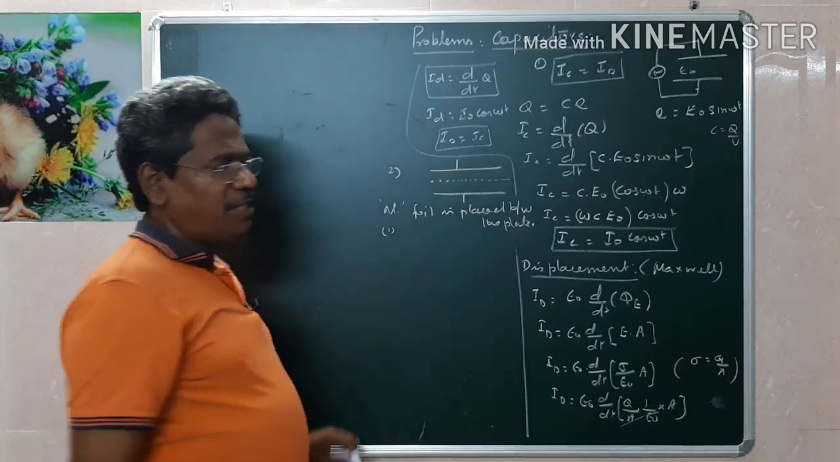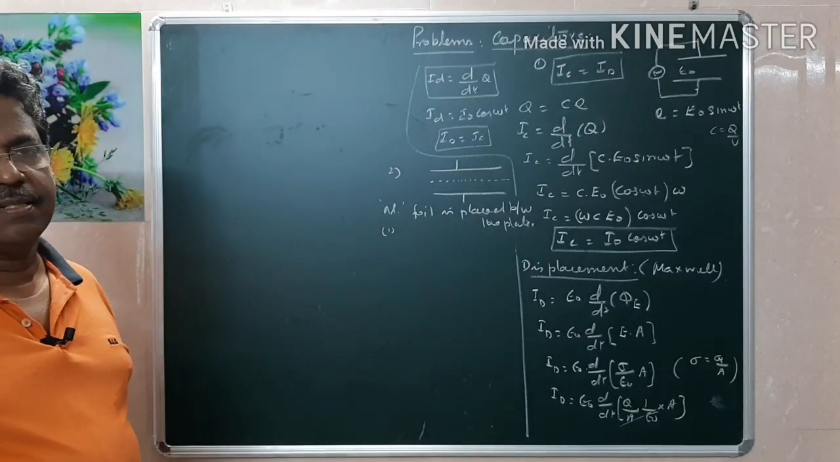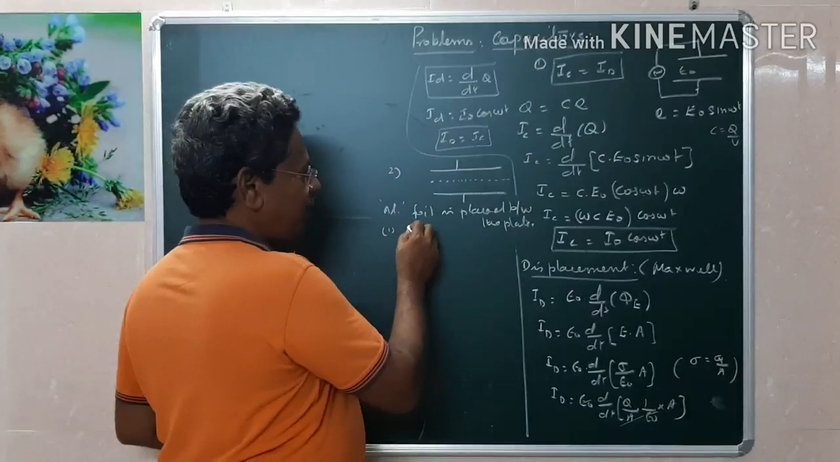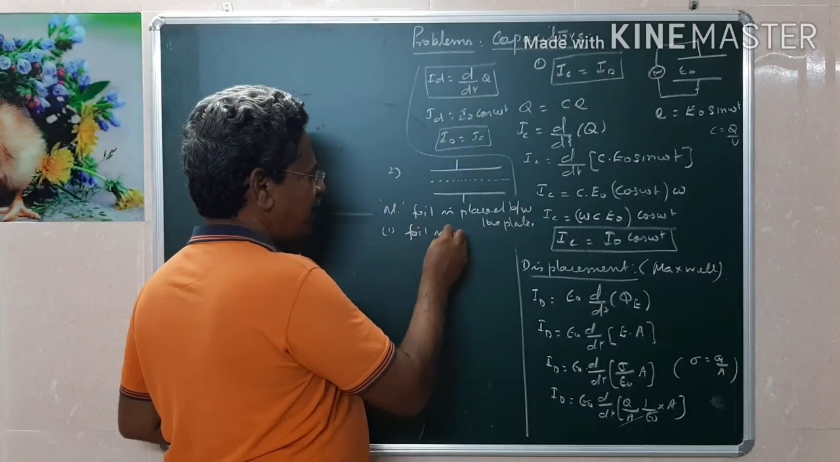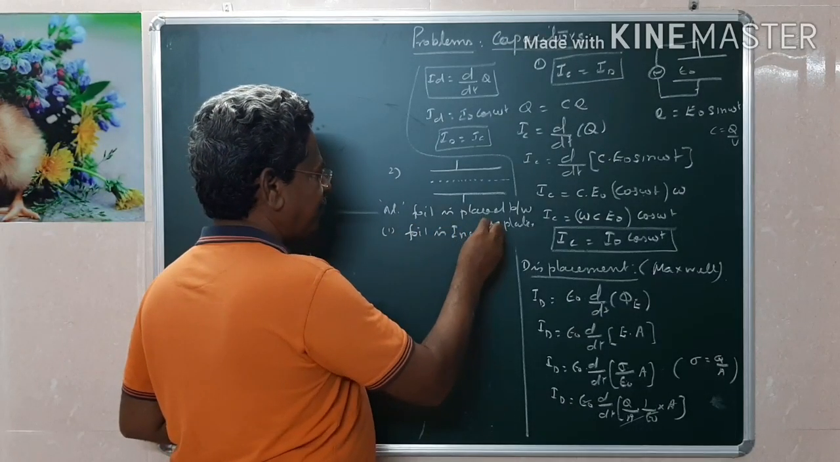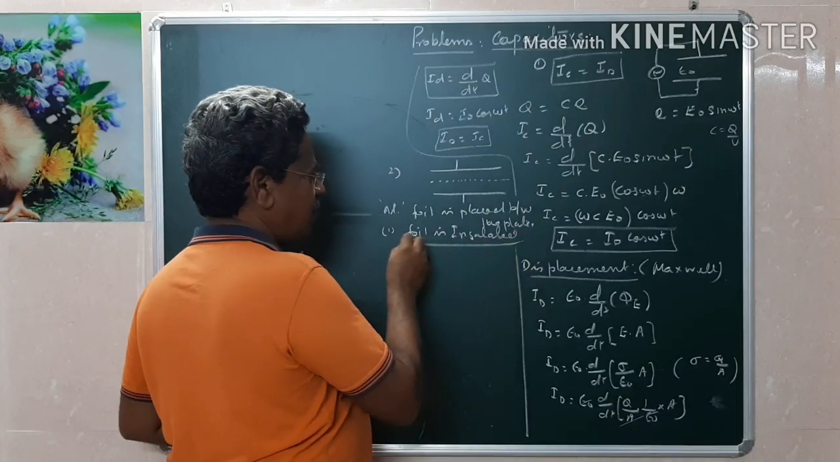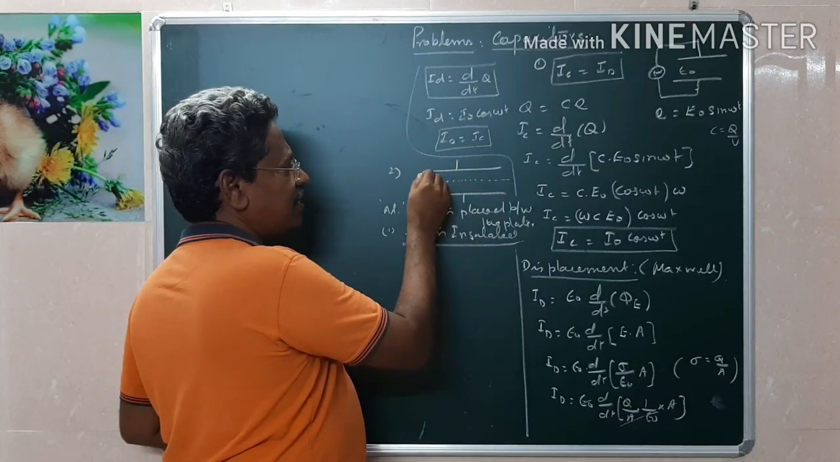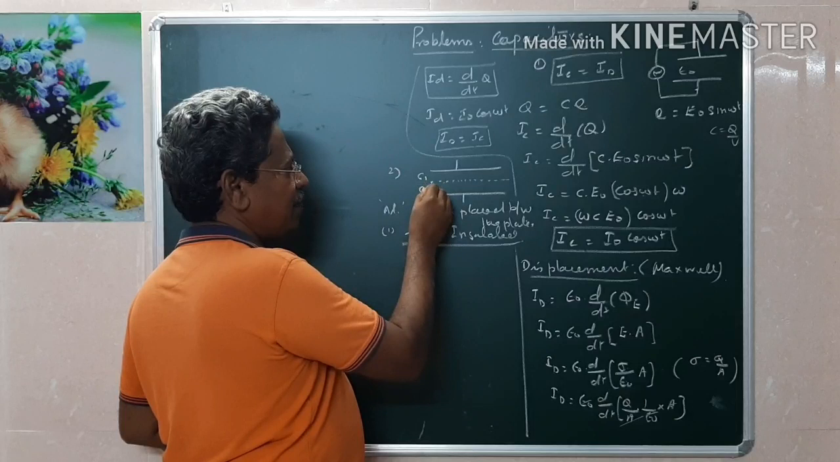If the aluminum foil is insulated, what is the capacitance? Case 1: the aluminum foil is insulated. When the foil is insulated, this will become two capacitors. This is capacitance 1 and this will be capacitance 2.